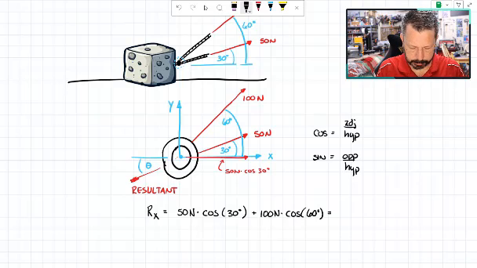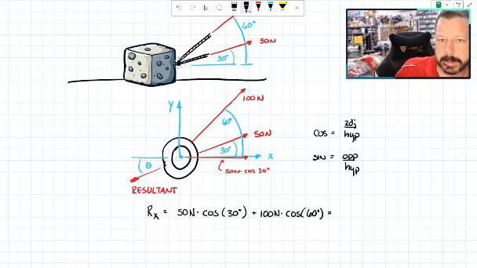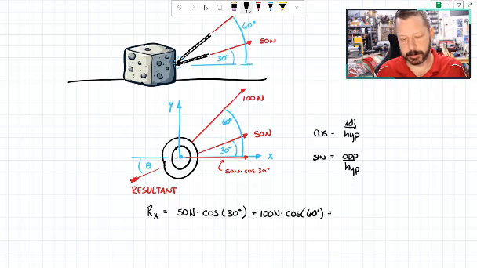50 cosine of 30. Oh, make sure you're in degree mode. If you're in MathCAD, possibly doing this, I could write these out in MathCAD. It will assume when you write cosine of 30 that means 30 radians. So make sure you're in degree mode wherever you're solving this, if you're writing degrees down. So this first term is 43.3 plus 100 newtons times cosine of 60, 93.3.